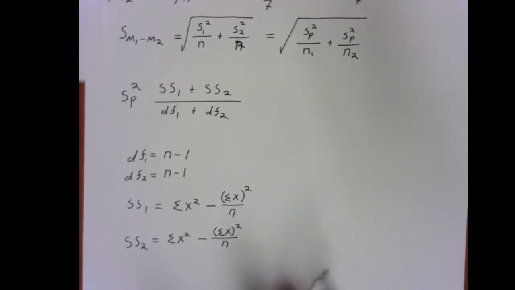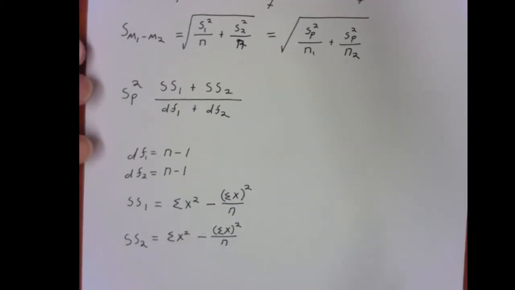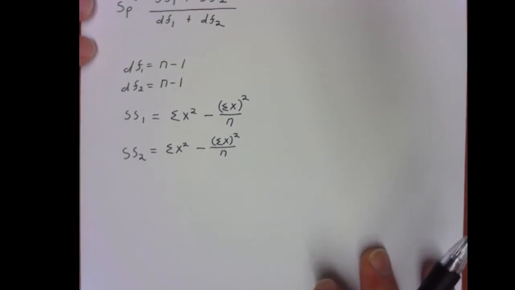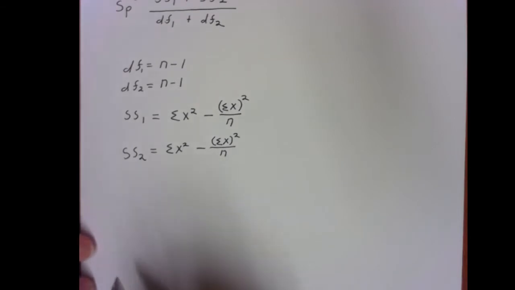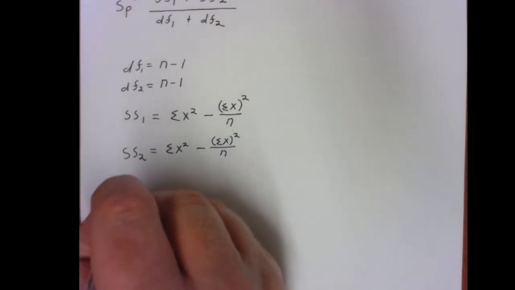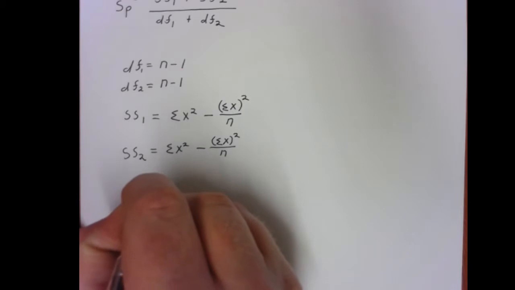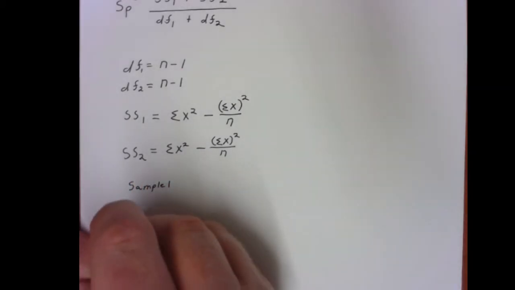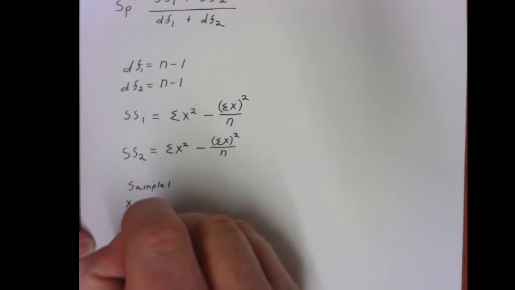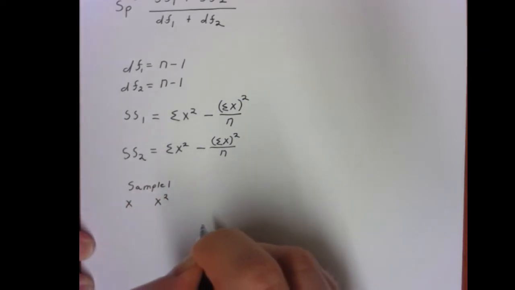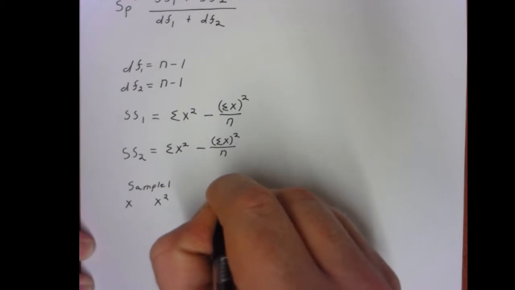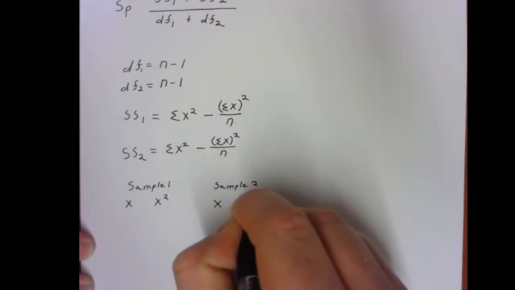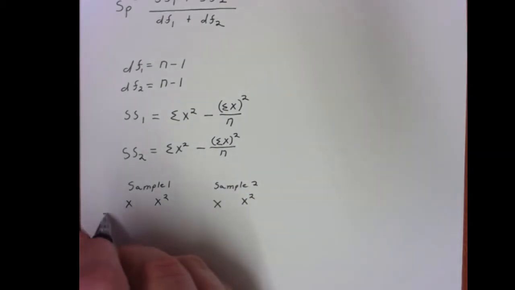So now I'm going to go through and calculate these two sums of squares. When you do this by hand, it helps so much to add, sum and square these in a table. So if we have sample 1 here, there's going to be an x score, and we're actually going to need an x squared as well. And then in sample 2, we would need an x score here and an x squared here.